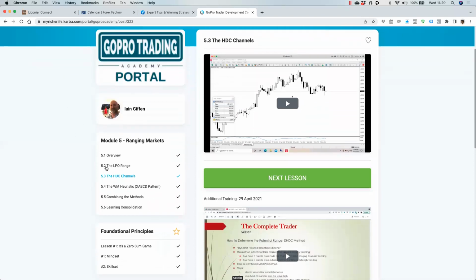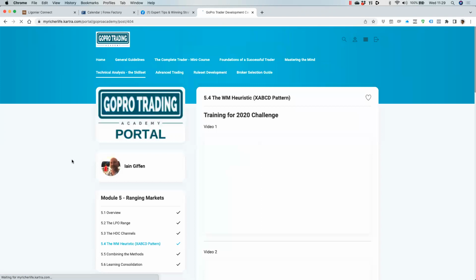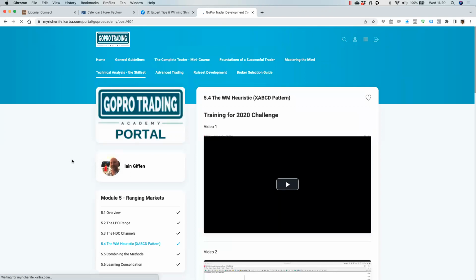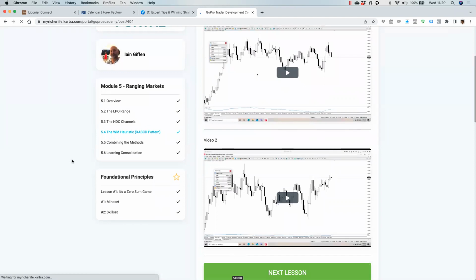Just to reiterate, there's HTC channels. We're going to be looking at WM heuristic patterns, also known as XABCD patterns. Now, why do we call them that? Well, XABCD comes from harmonic patterns, and it's something that I used to use a lot. Things like Gartley patterns, BAT patterns. There's a whole range of them. Butterflies, we only really used to trade Gartleys and BATs for some very, very good reasons, which we can get into another time. Harmonic patterns are very interesting, and we can even touch on that maybe if we've got time in our VIP sessions.